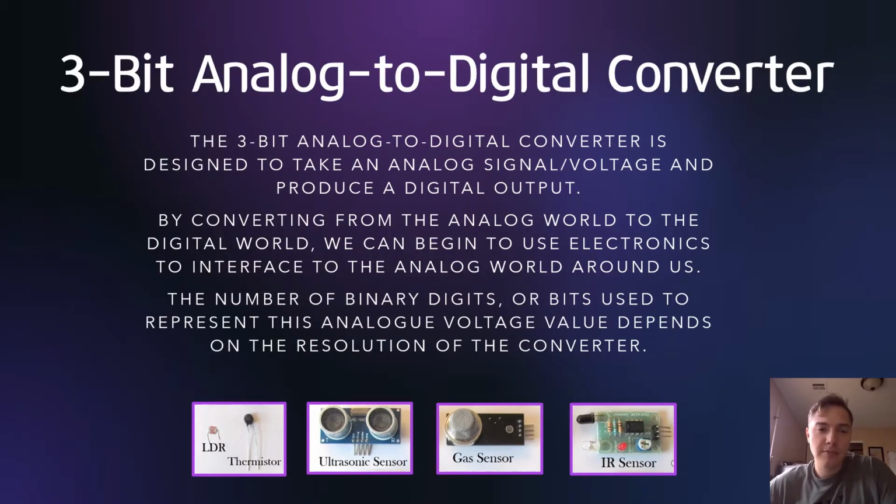So a 3-bit analog to digital converter is designed to take an analog signal or voltage and produce a digital output. And by converting from the analog world to the digital world, we can begin to use electronics to interface to the analog world around us. The number of binary digits or bits used to represent this analog voltage depends on the resolution of the converter. And on the bottom there, I have different sensors that take an analog signal and turn it into a binary output.